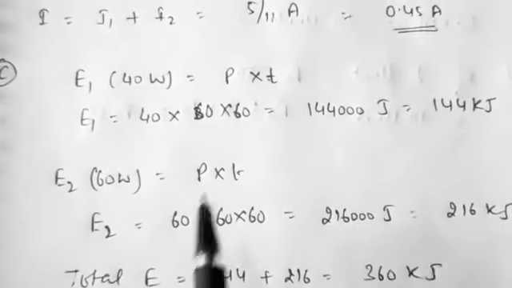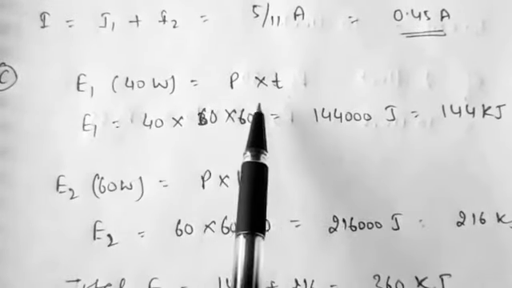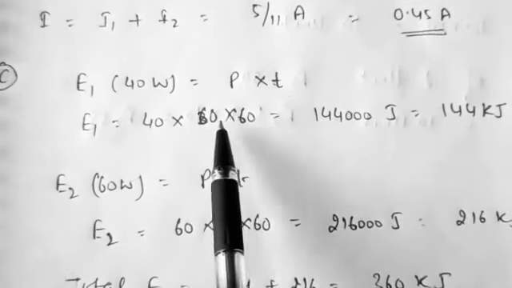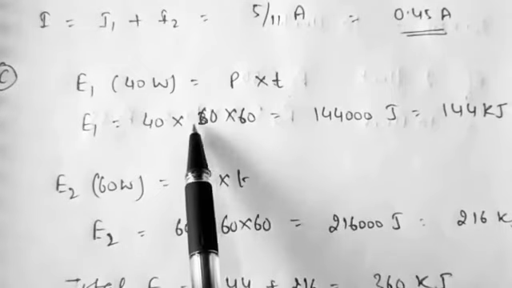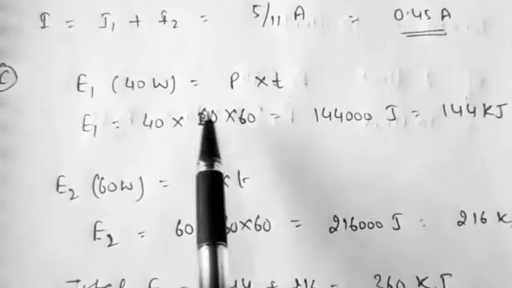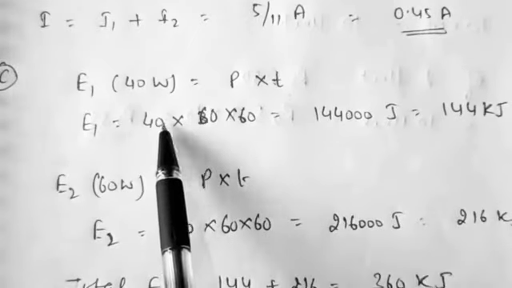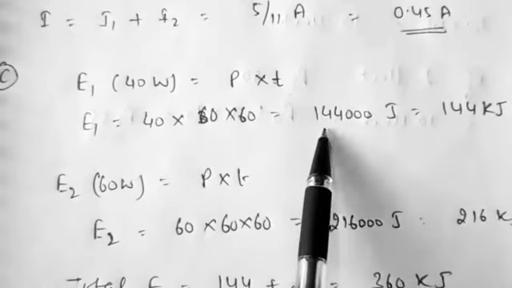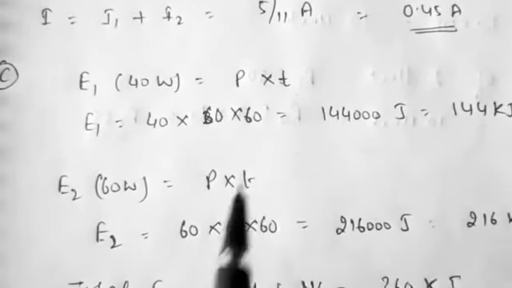So if you see here, E1, the energy consumed by the 40 watt bulb, will be power into time. The rating is 40 watt and the time is 1 hour. 1 hour is equal to 3600 seconds, that is 60 into 60 seconds. So E is equal to P into T, power is 40 watt, time is 60 into 60 seconds. It came to be 144,000 joule, that is 144 kilojoule.